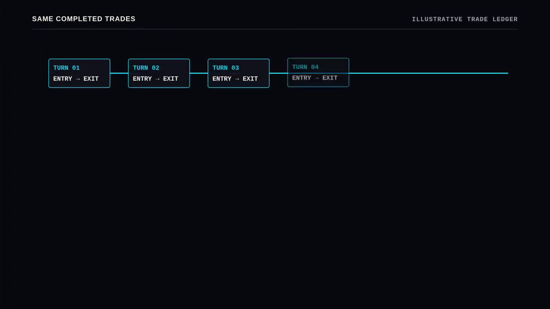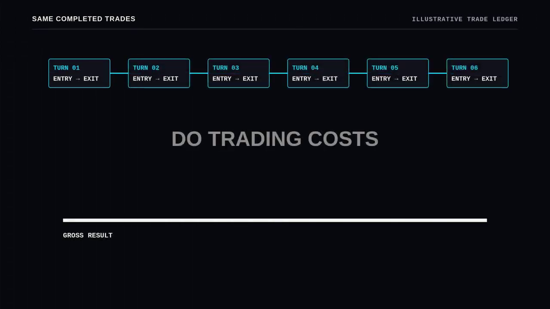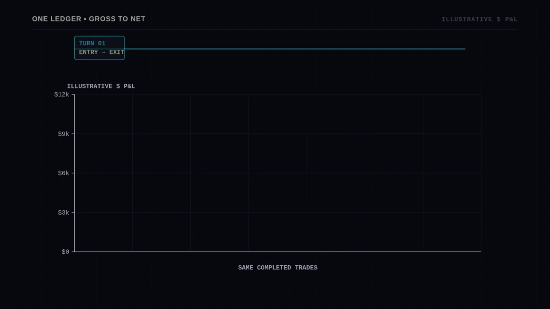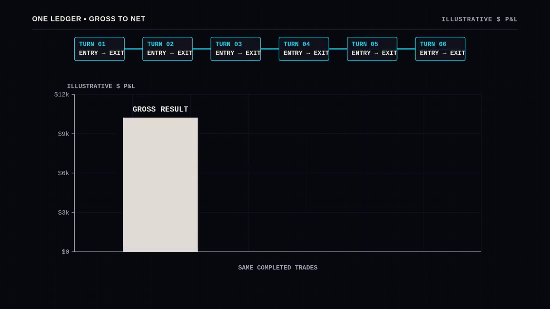Trading costs can destroy a backtest even when every completed trade stays the same. A gross result can look healthy, then shrink once fees and worse fills arrive. That does not mean the signal vanished. It means the paper result may have left out the price of acting on it. The question is not whether a strategy should trade differently. It is what remains when the same trades are priced more harshly.